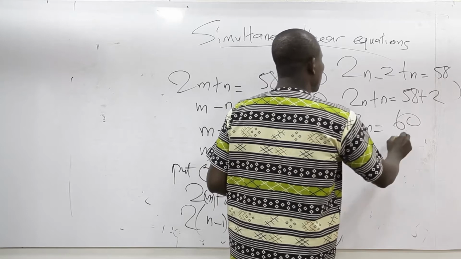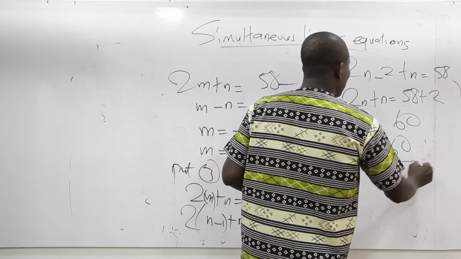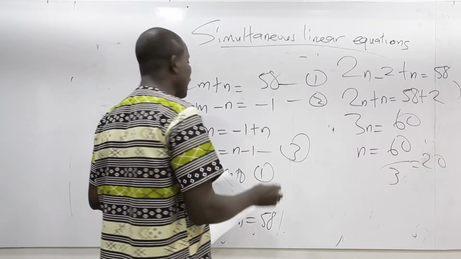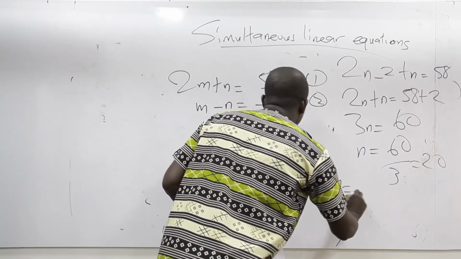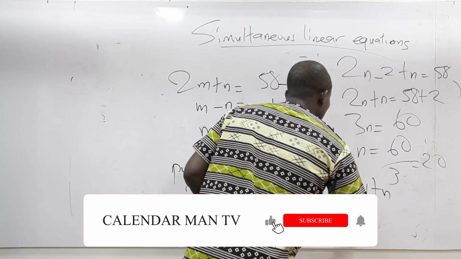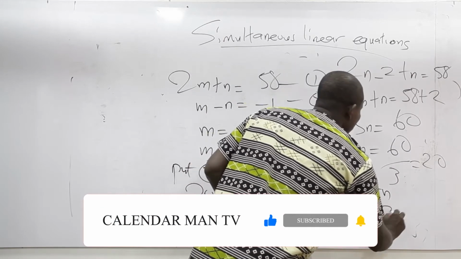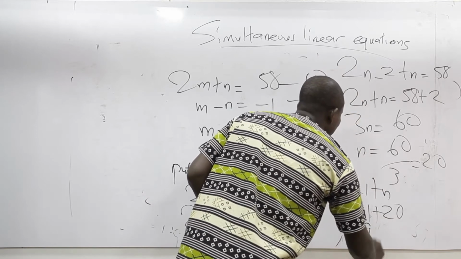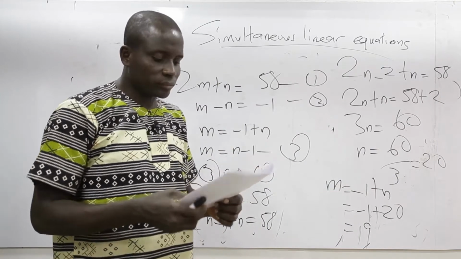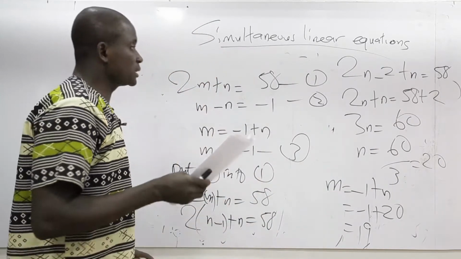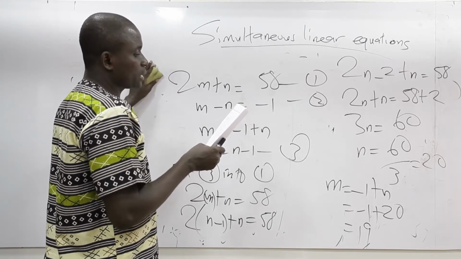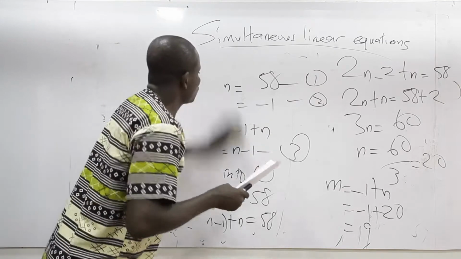Of course, n is equal to 60 over 3, and that is equal to what? 20. After getting your 20, that's for the n. Then m is what? Negative 1 plus n. So negative 1 plus, what is the n? N is equal to 20. Therefore, we are getting 19. Okay, that is that. That is that, 19. Still on the method of substitution.